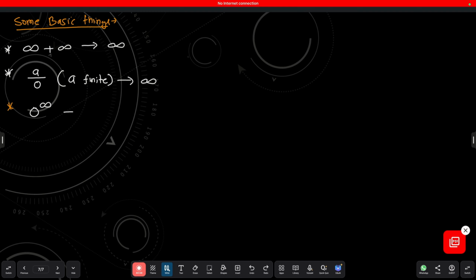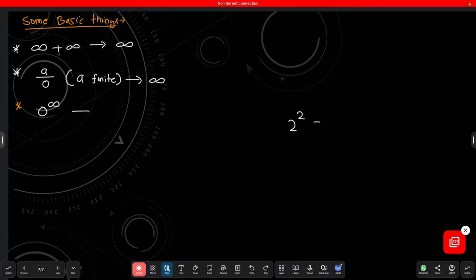Now 0 power infinity, tell me, is it indeterminate or not? 0 to the power infinity. If I ask you what is 2 power 2, you will do 2 into 2. So power basic rule means multiply that many times. So 0 power infinity means 0 into 0 infinite times. It means this is not indeterminate. This will be 0. But infinity power 0 is indeterminate.